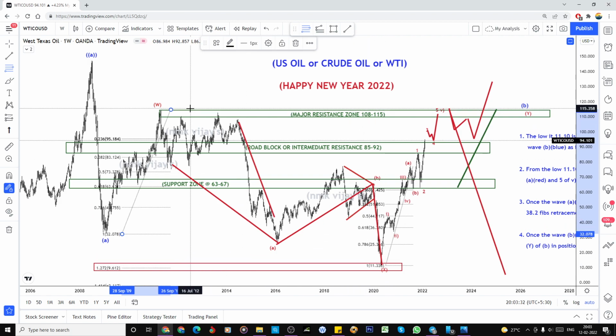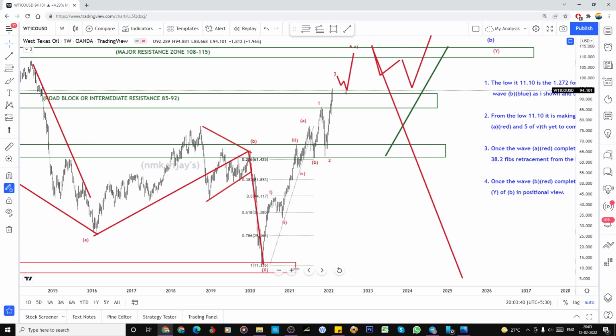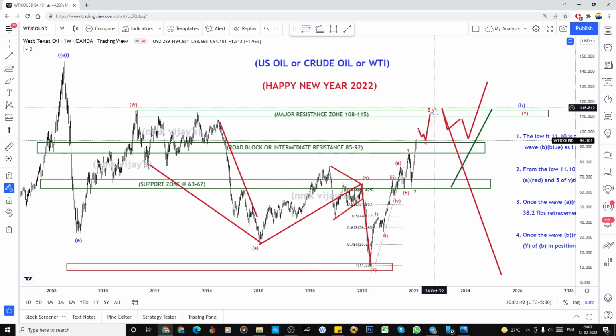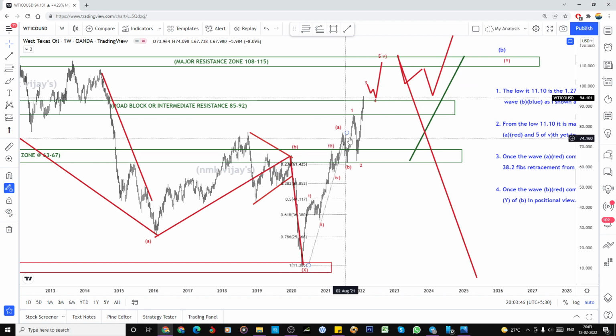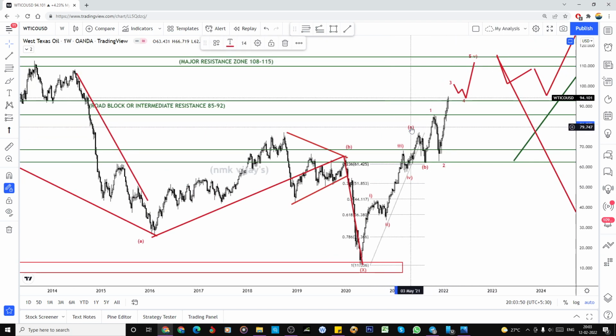perfectly, it's for the irregular flat formation. So this is the W and this is the X. I'm looking for that Y wave. So the Y wave consists of A, B and C. So A is also completed, and I explained that previously in my weekly analysis.